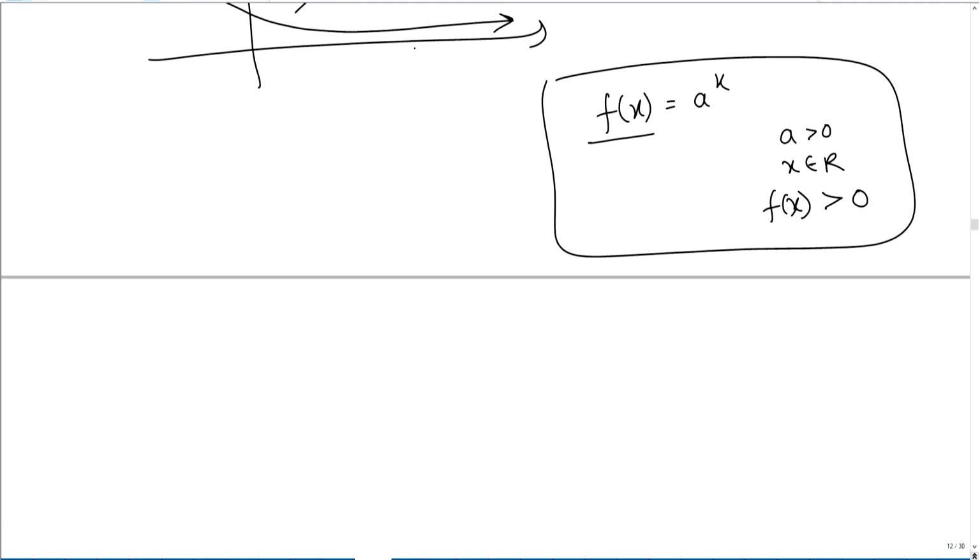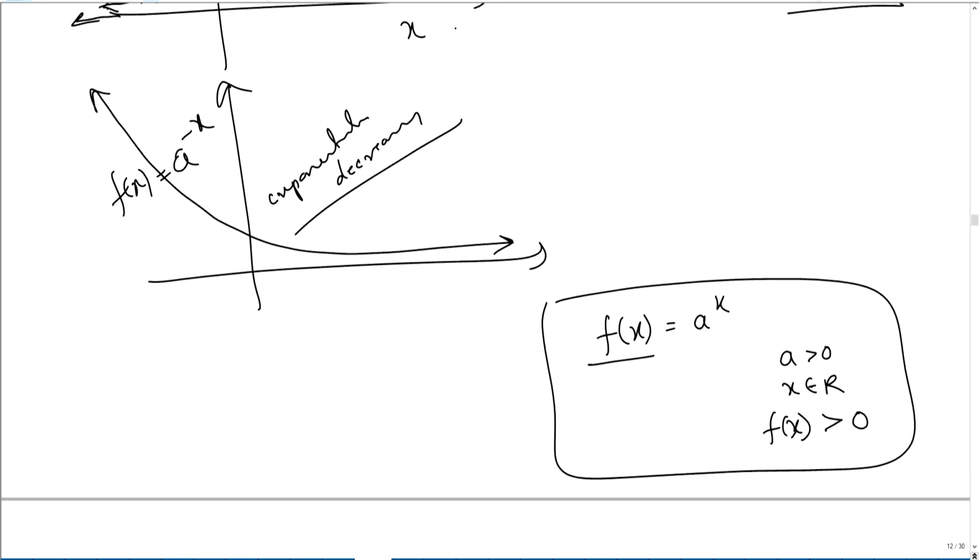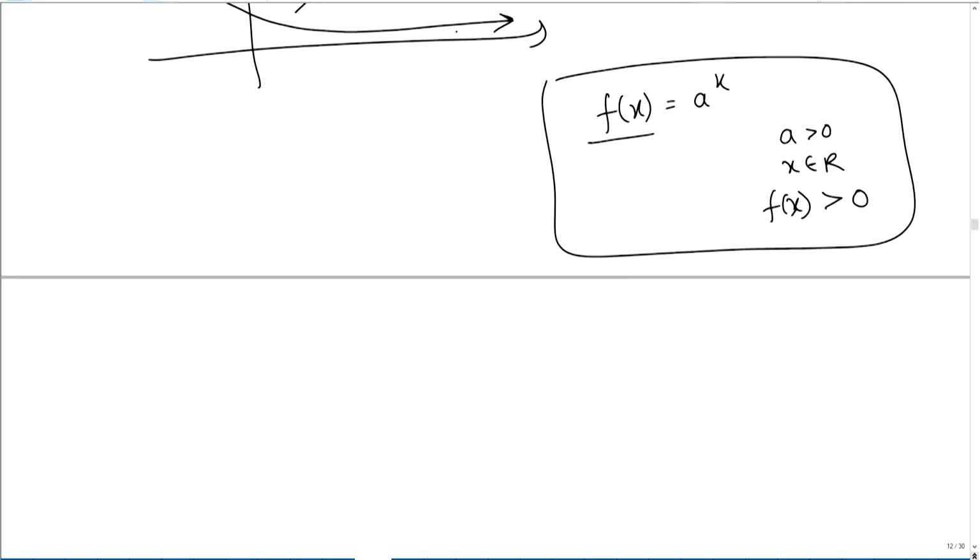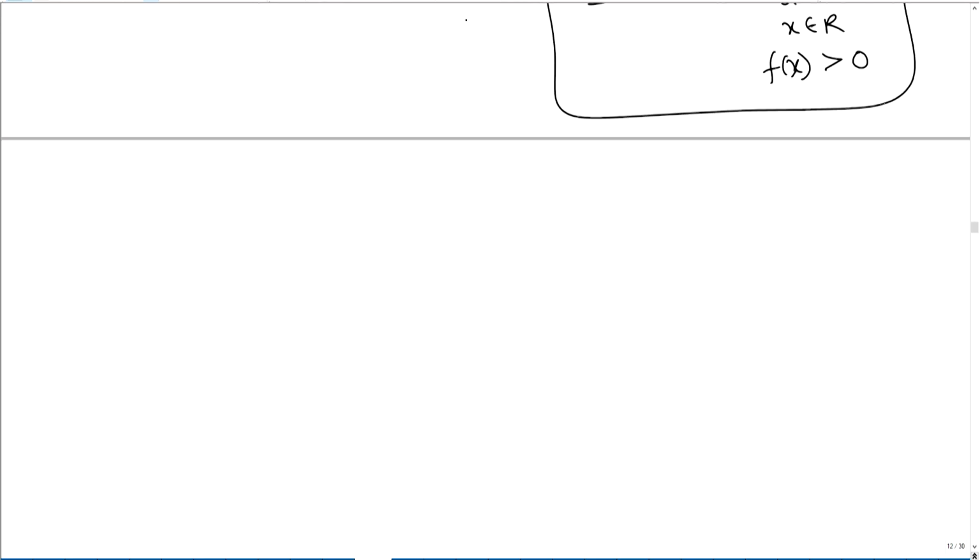How about an inverse function of this exponential function? What would be the inverse function of this exponential function? For the inverse function, let us first try to visualize in the graph how the inverse function would look. So how does the graph of a to the power x look?